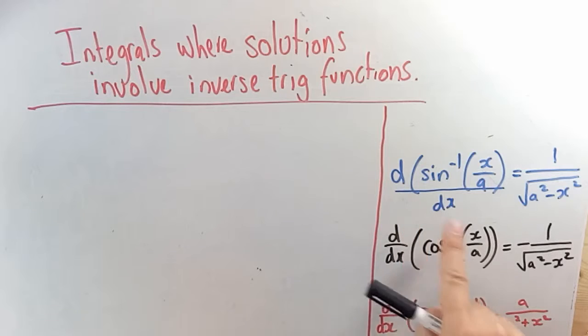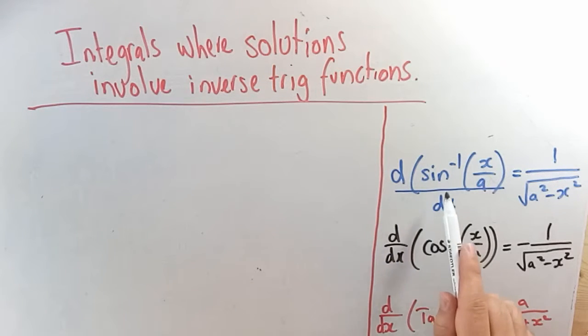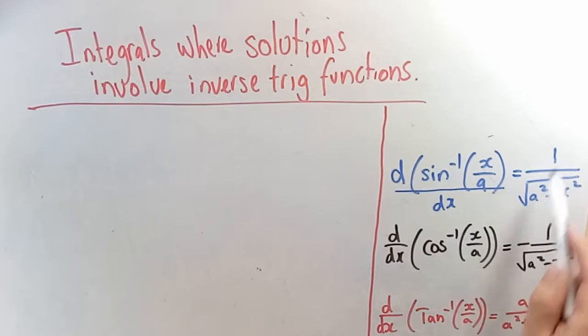So here we just need to remind ourselves, the derivative of inverse sine of x on a is 1 on the square root of a squared minus x squared. And it's the same with these. Remember, the tan one's a little bit different: the derivative of inverse tan of x on a equals a divided by a squared plus x squared. Okay, so now that we remember that, let's dig into a few integrals.